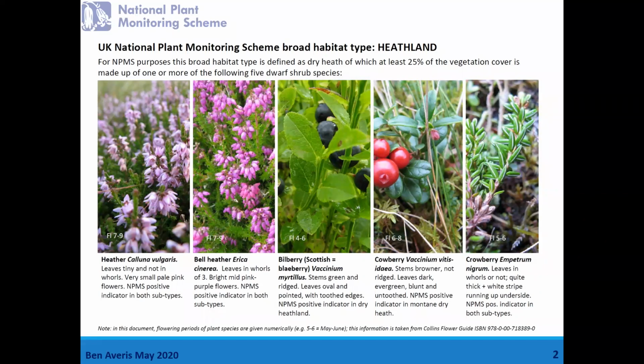Crowberry on the right, it's vaguely a bit like bell heather, but the leaves are thicker textured, and they have a white stripe running along the underneath, which will always identify it, and they don't have those loads of pink flowers that you get in the bell heather. The cowberry and the crowberry are plants of generally more northern habitats, cooler, higher altitude, further north in heaths, and they also grow in some other habitats as well, like woods here and there. So that's an important load of plants.